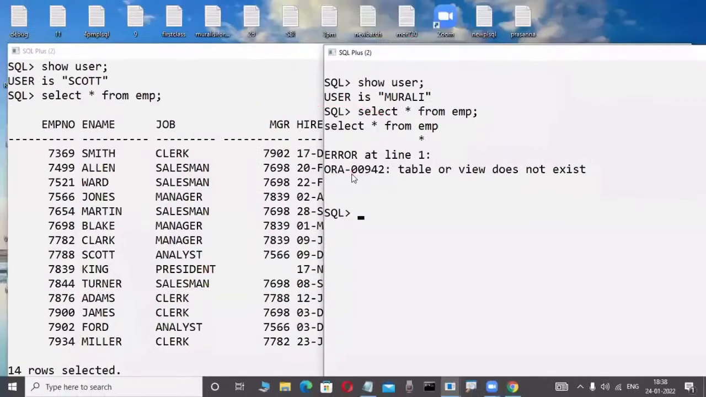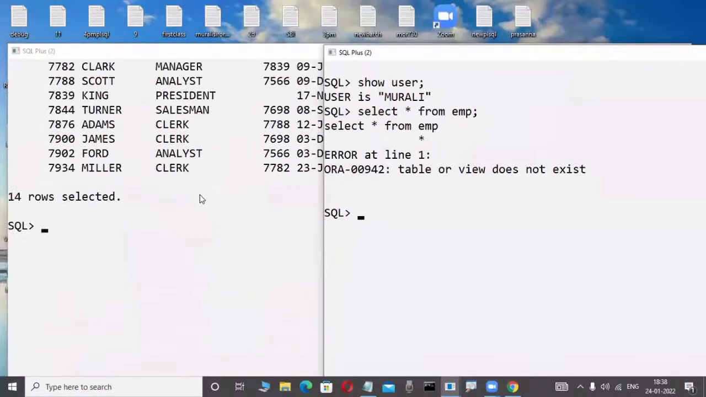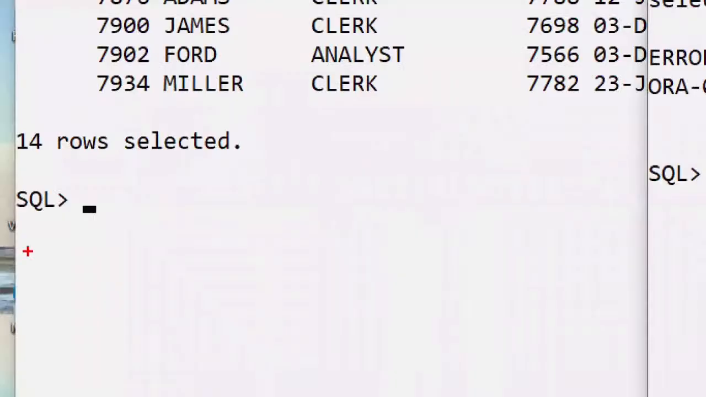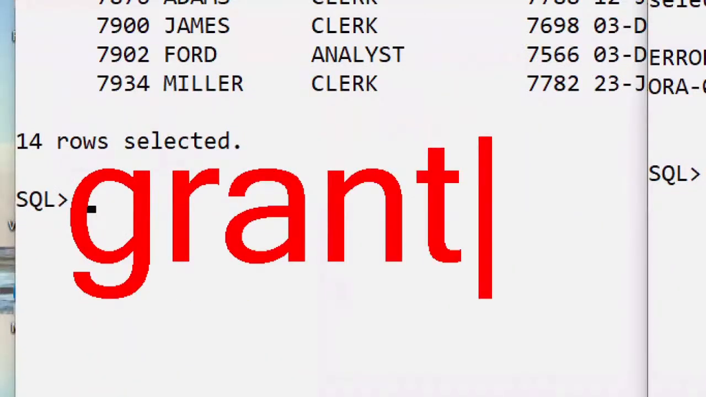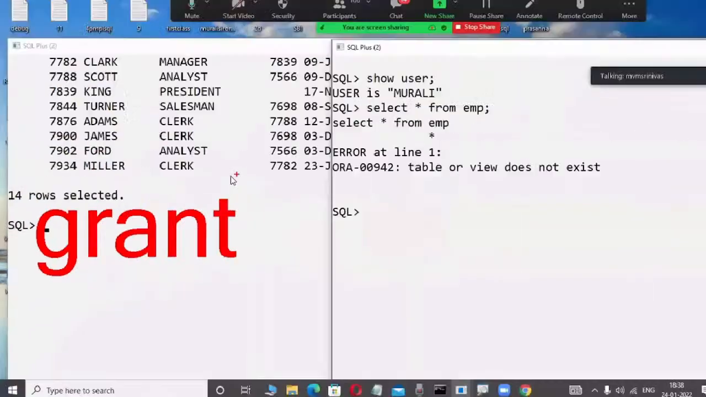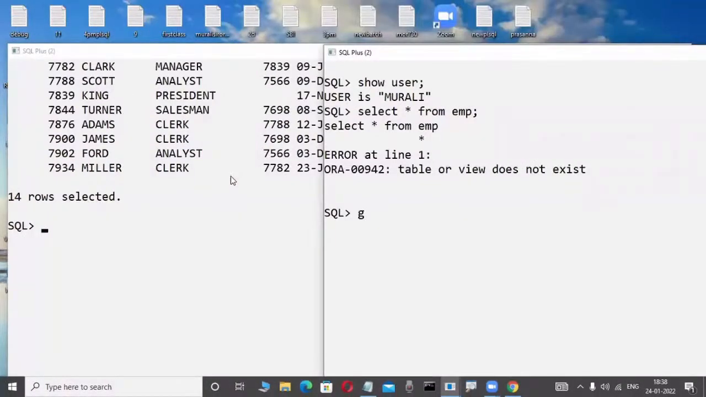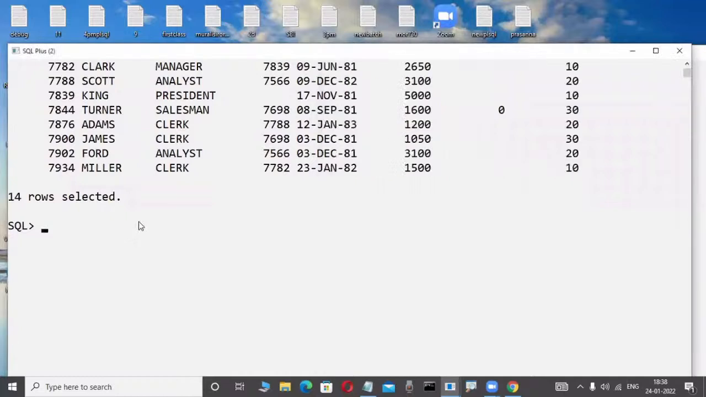Whenever the Murali employee requests the Scott employee for EMP table access, suppose the Scott employee gives a permission. There are some commands for this, which you will become familiar with later in our language. GRANT is a command. We are learning, don't worry. Now suppose they give a permission through the grant command. For example, observe the scenario here.